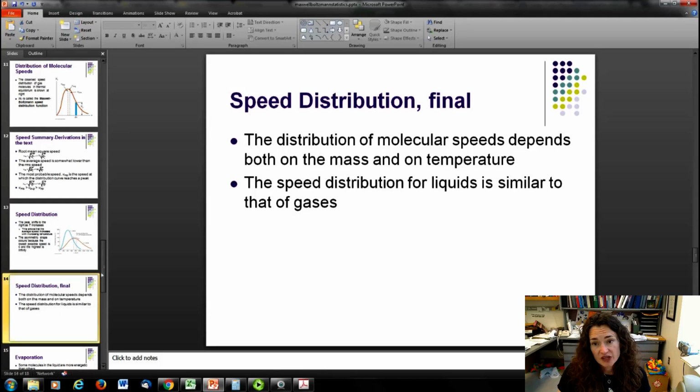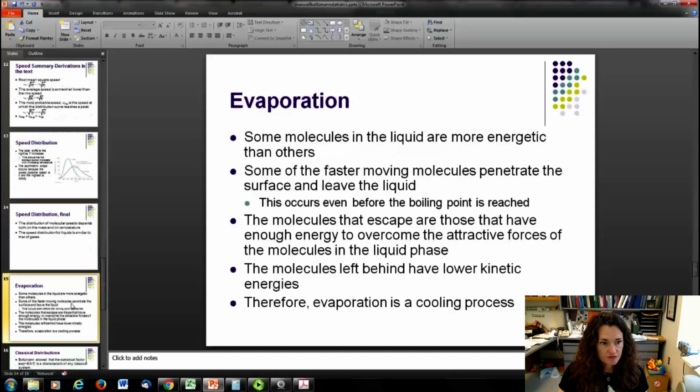The distribution of molecular speeds depends upon both the mass and the temperature. For the same temperature, lighter gases like helium, as compared to nitrogen, will move much faster than the heavier gas. And of course, it depends upon the temperature too. You can use the Maxwell-Boltzmann distribution function to explain a lot of interesting physics. For example, it can help explain evaporation.